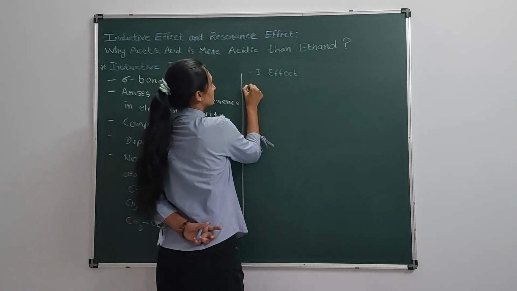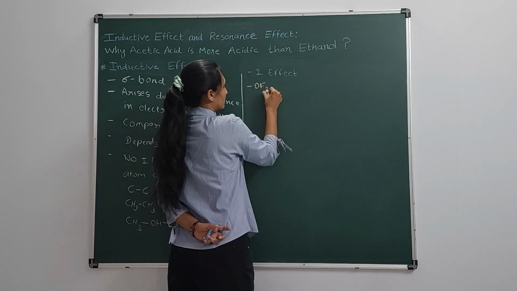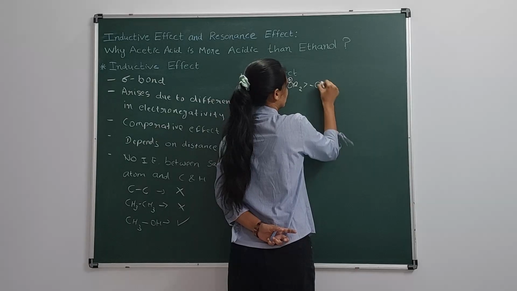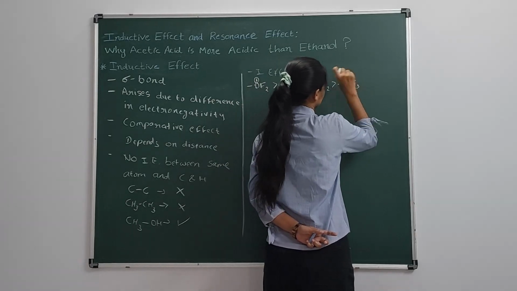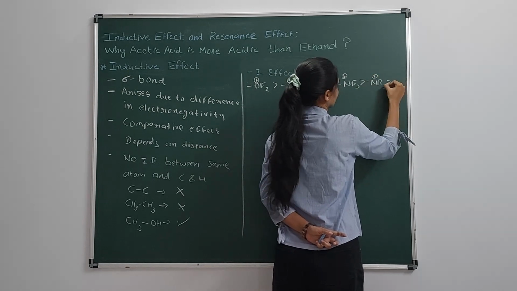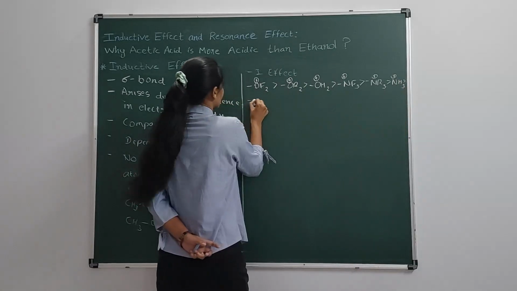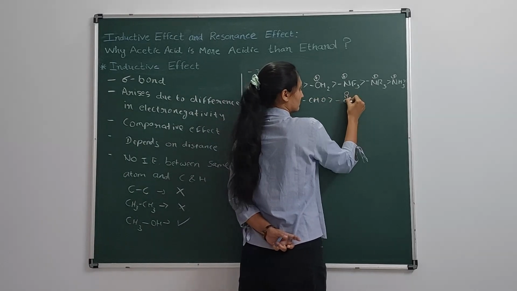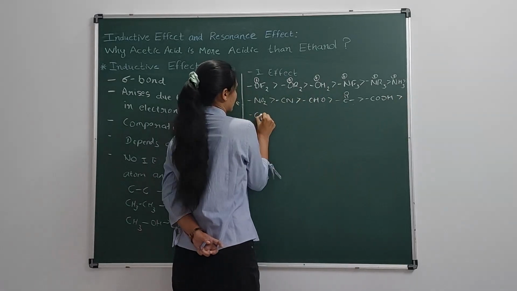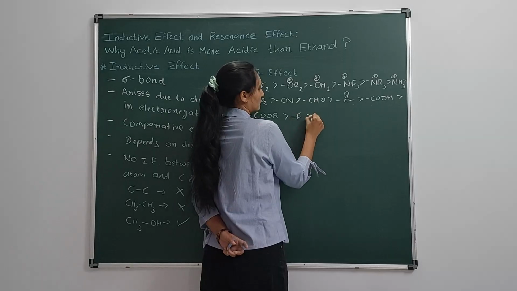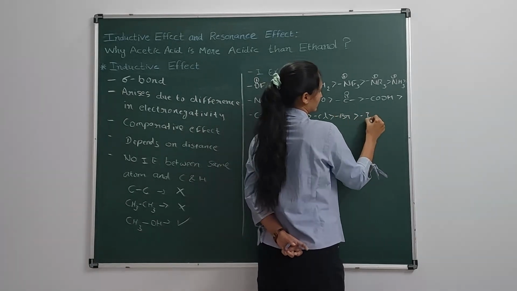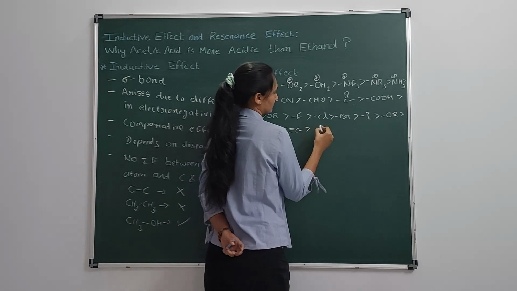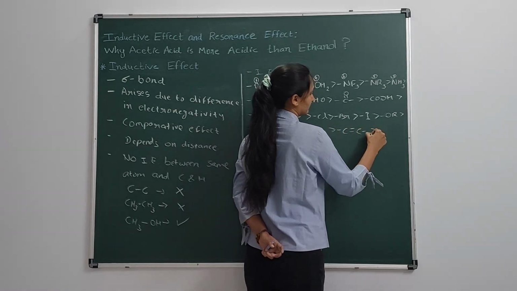The order of minus I effect is OF2+, OR2+, OH2+, NF3+, NR3+, NH3+, NO2, cyanide, aldehyde, ketone, acid, ester, halogen (fluorine, chlorine, bromine, iodine), OR, OH, alkyne, phenyl, alkene and hydrogen.